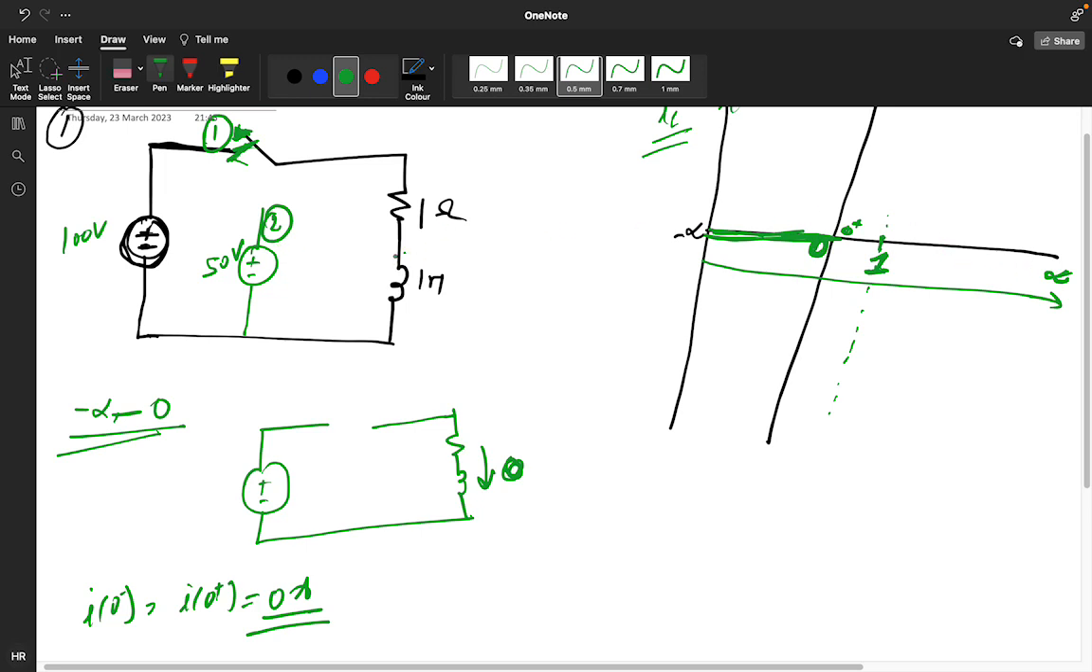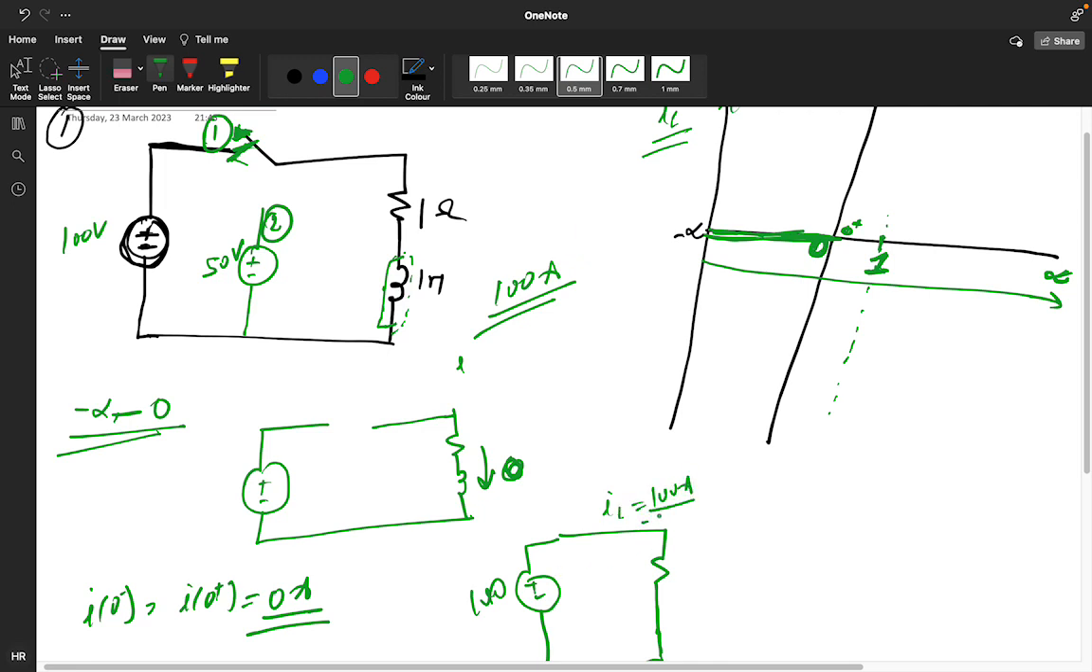This will become short circuit, right? This will become short circuit. So how much current will you get? 100 ampere. I of infinite, if your new circuit looks like this, this is getting short circuited, and positive negative it is 100. So what current will you get? I of L is equal to 100 divided by 1, so 100 ampere you will get.